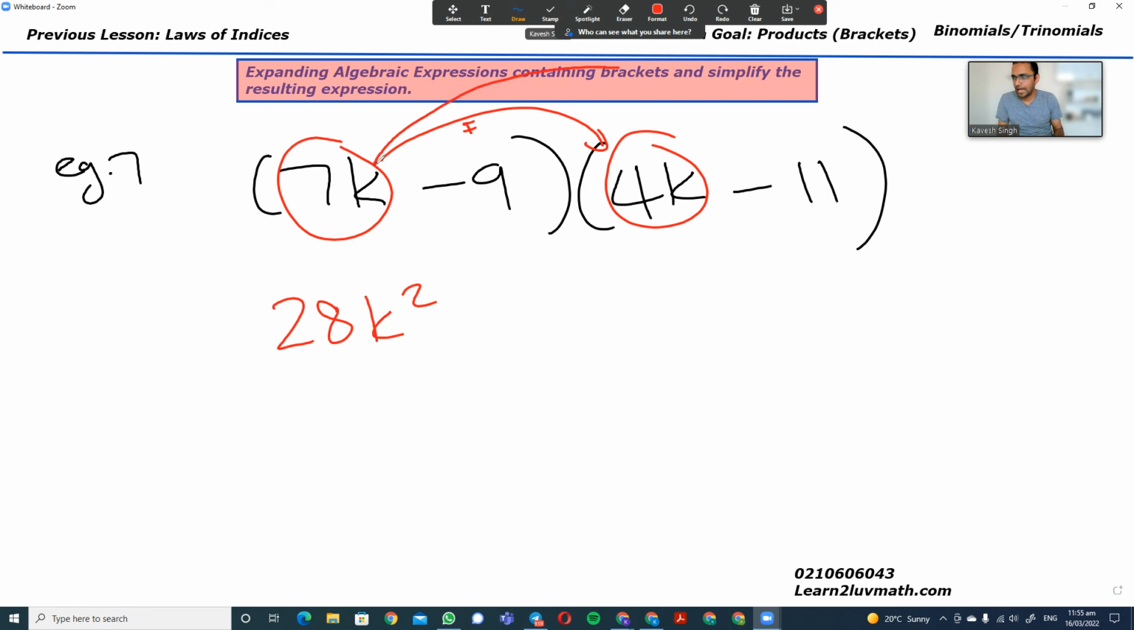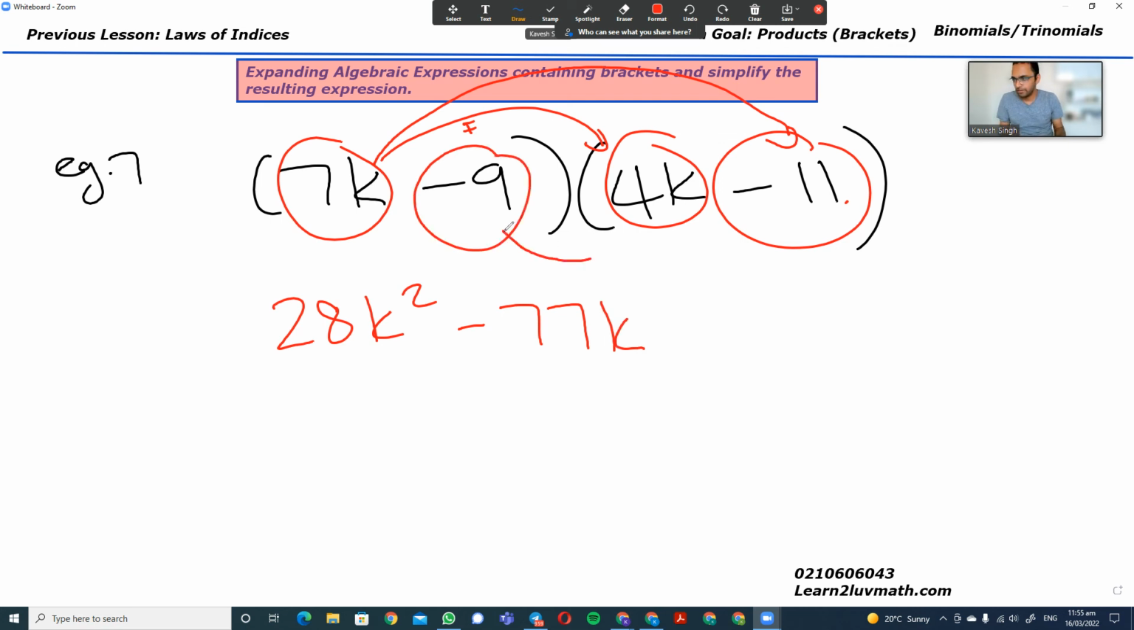Now let's go to the outer two terms. We've got 7k multiplies by negative 11. 7 times 11 is negative 77. And don't forget k is multiplying by 1 or just nothing. In other words, we keep it as k. Then we look at the inner two terms. Negative 9 times 4k gets you negative 36k.